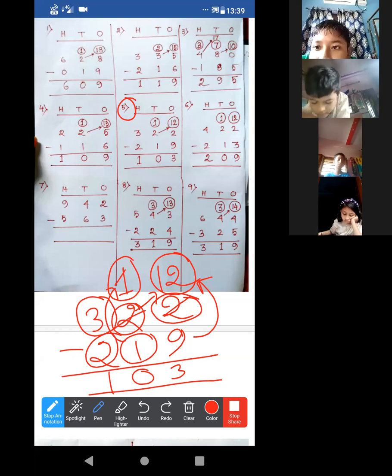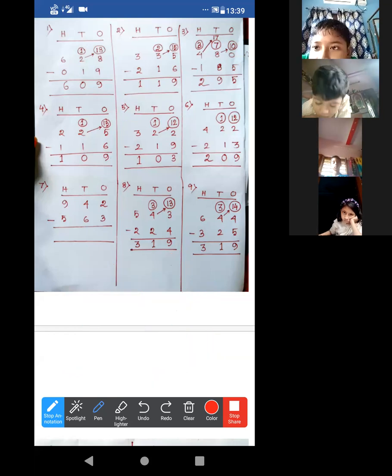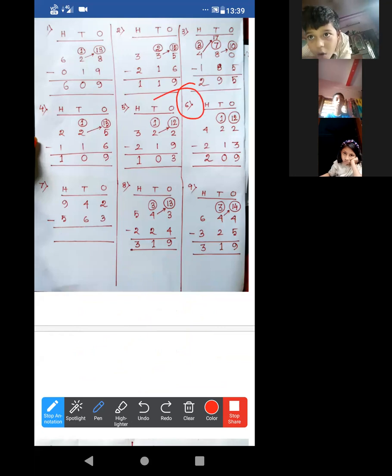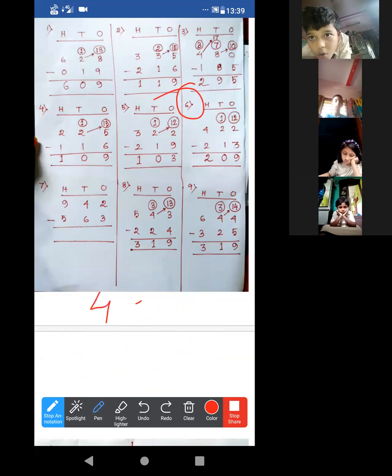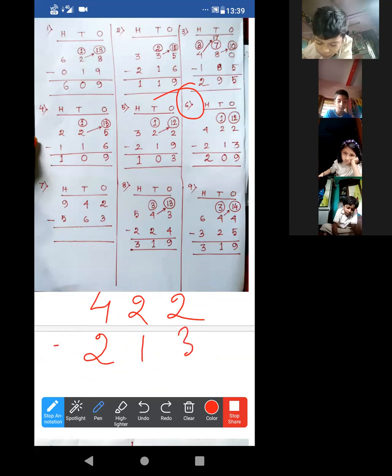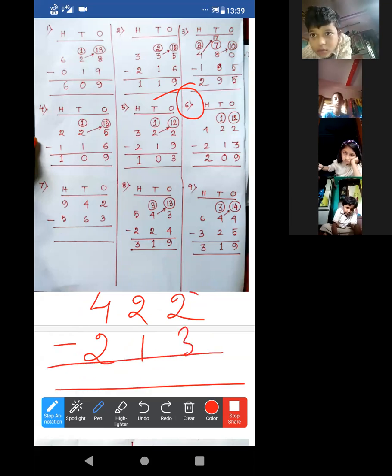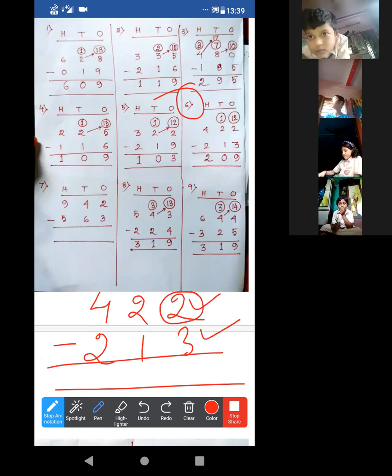Okay, good. Now let me move to number 6. It is 422 minus 213. Look at this. We have to make this large because 2 is less than 3. So it will be coming 12. Yes, Tom.